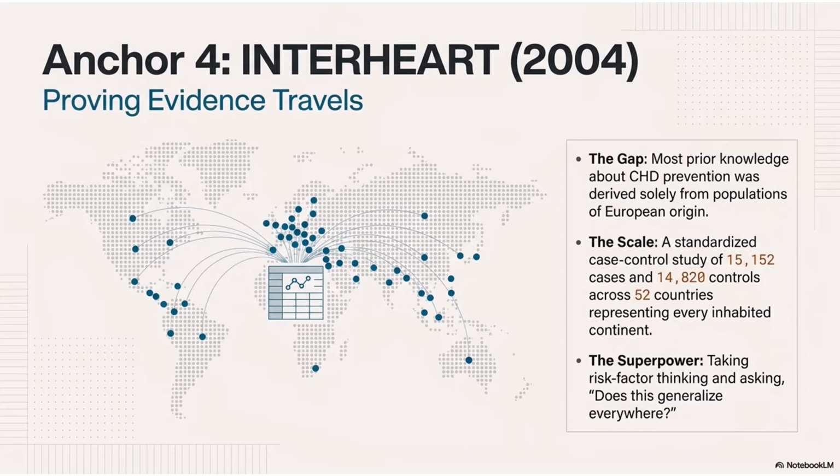This is the fourth pillar. Doll and Hill taught us association. Framingham taught us prediction. The Physicians' Health Study taught us intervention. INTERHEART taught us generalization. Together, these studies form the backbone of modern epidemiologic thinking. We observe patterns. We predict risk. We test interventions, and we ask whether evidence applies beyond the original population. And that is exactly what a serious physician researcher must do.